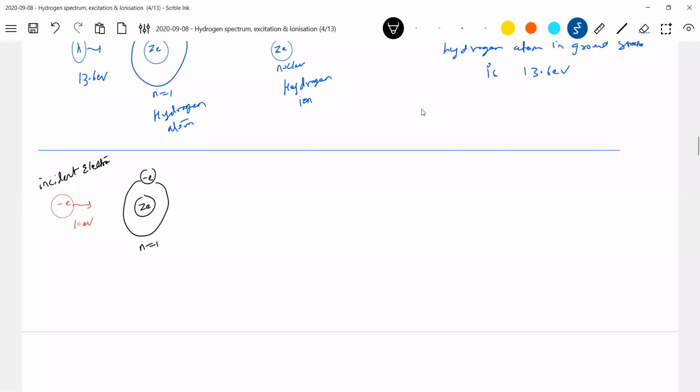What is the type of collision that will occur? It will come and collide here. When it collides, what is the type of collision? It will just rebound. Nothing will happen and the hydrogen atom will be there in the ground state only. And the electron will just rebound.